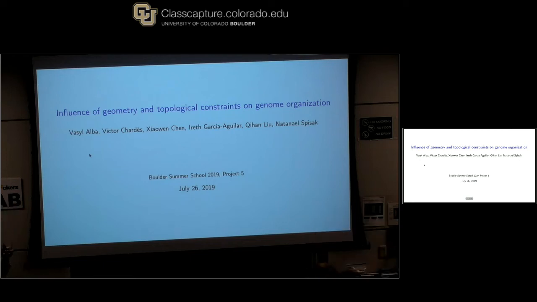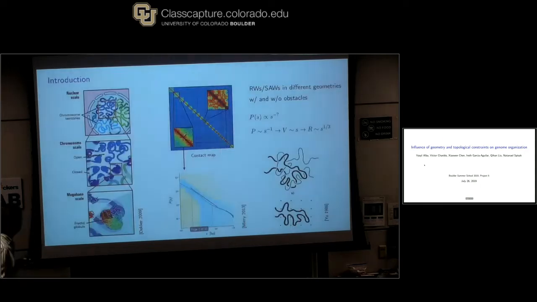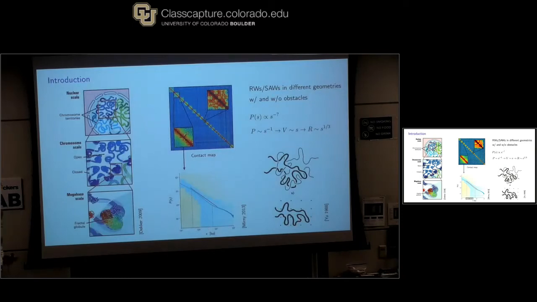Okay, hello. We are group number 5, so we'll talk about the influence of geometry and topological constraints on genome organization. Let me remind you briefly what we learned in the first week. The genes are organized in a diverse fashion depending on the scale. And we now have insight into the architecture of the genome thanks to Hi-C experiments.